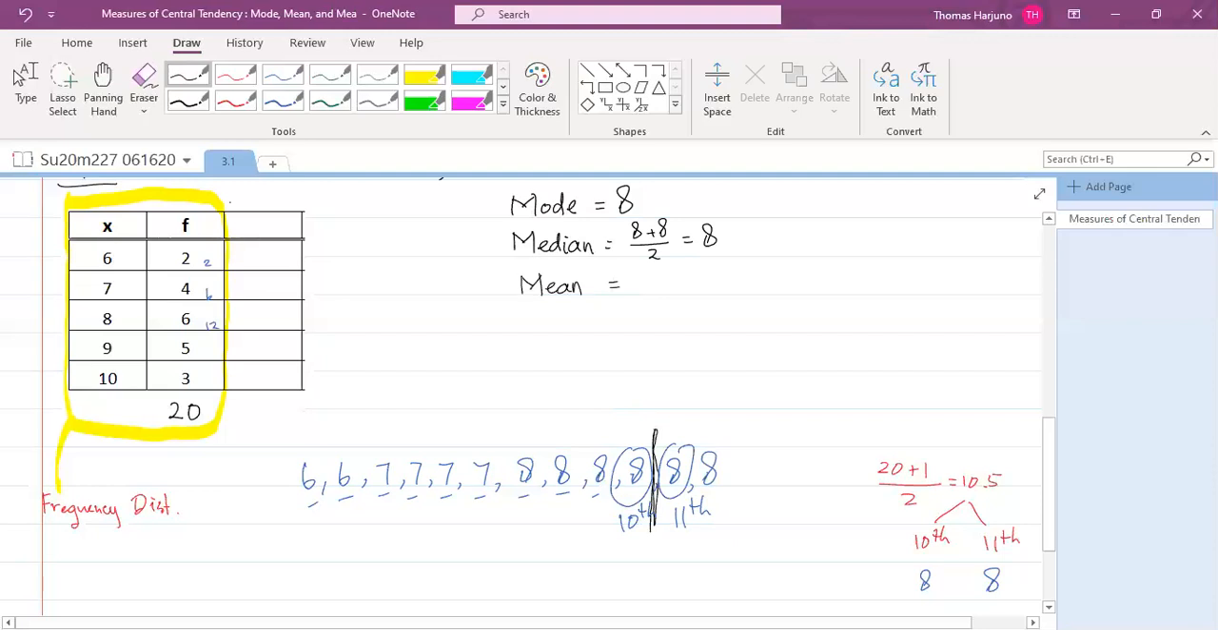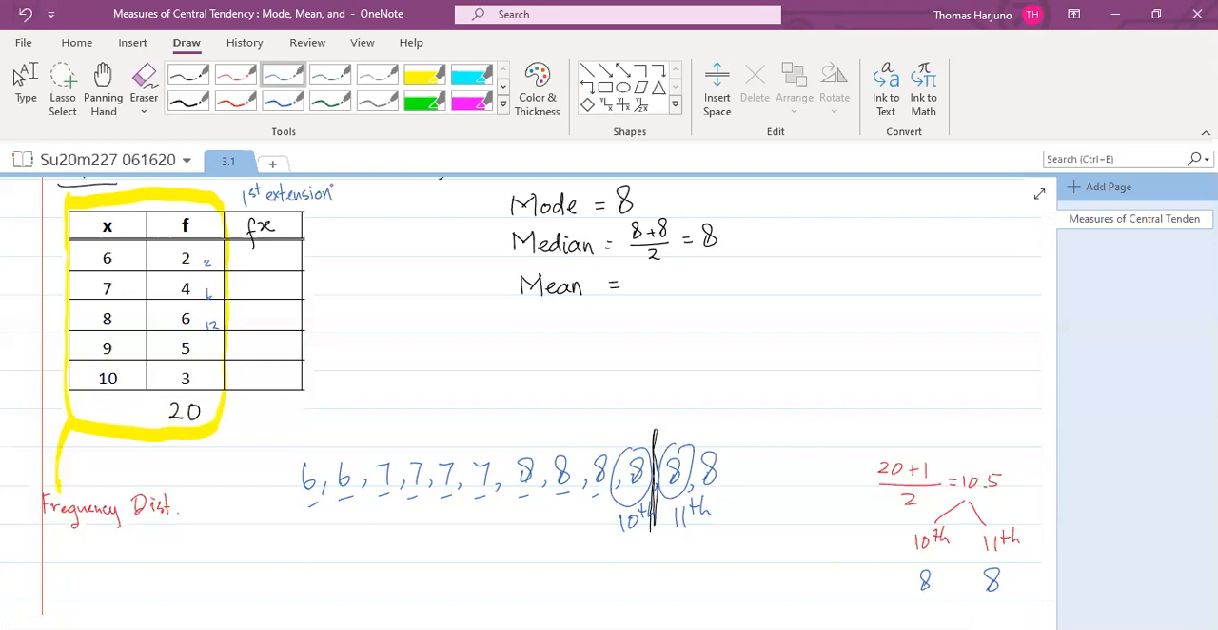To find the mean, we need to do the first extension, fx. I call this first extension. The terminology first extension is actually not coming from me, but from my professor back in Indonesia. I don't think any professor here uses that terminology, but I use it because that's how I learned it too. And you will see if you go a lot further into stats, they do call that the first expectation, to be more precise.